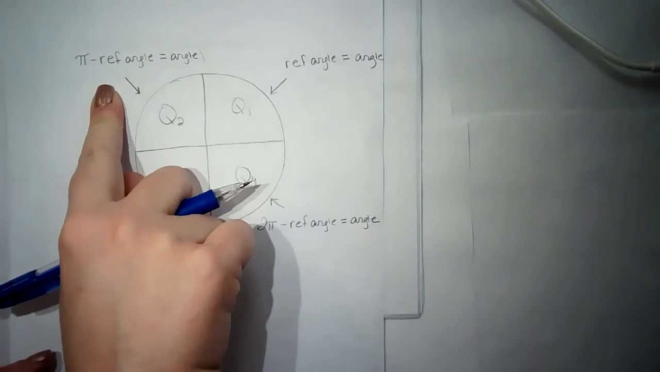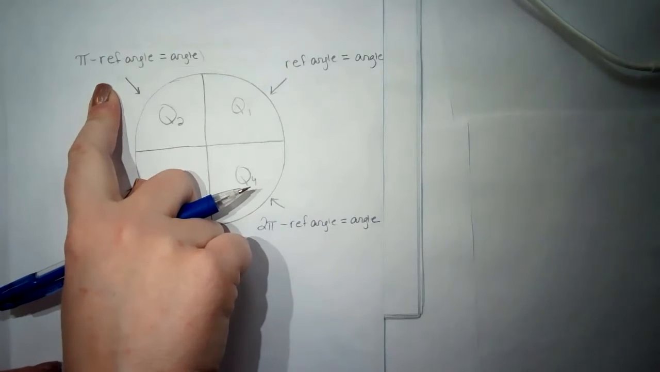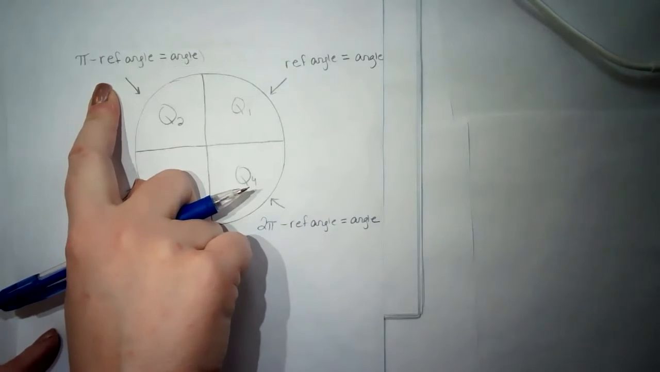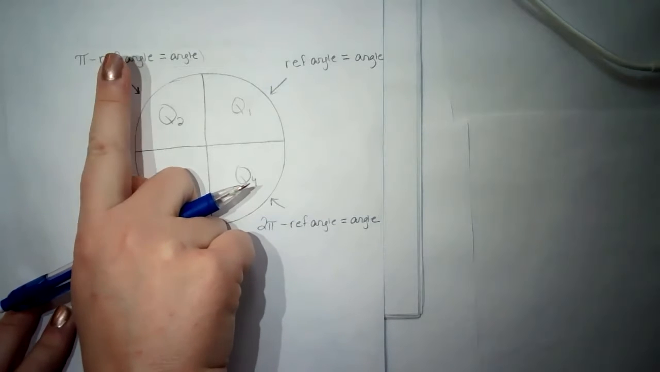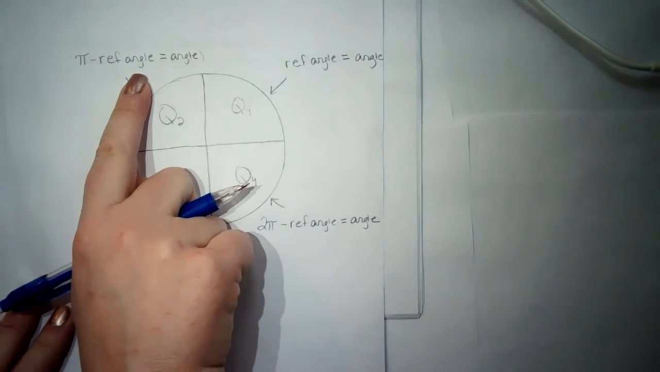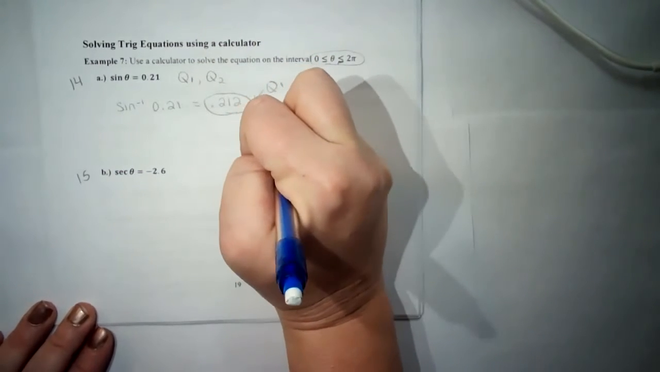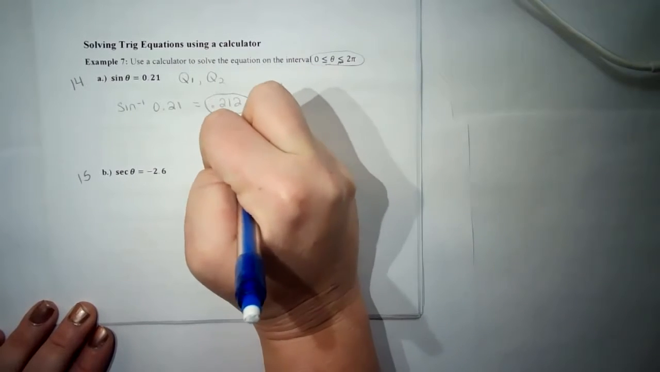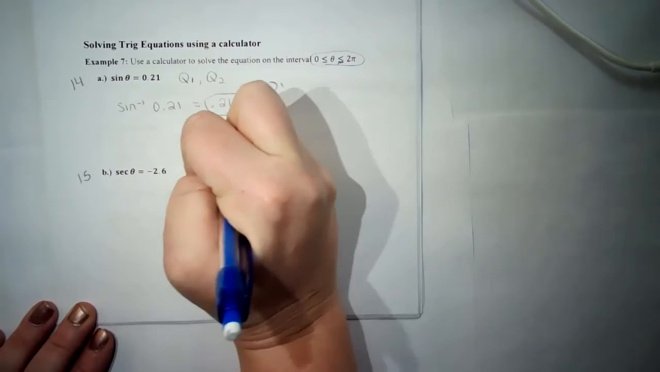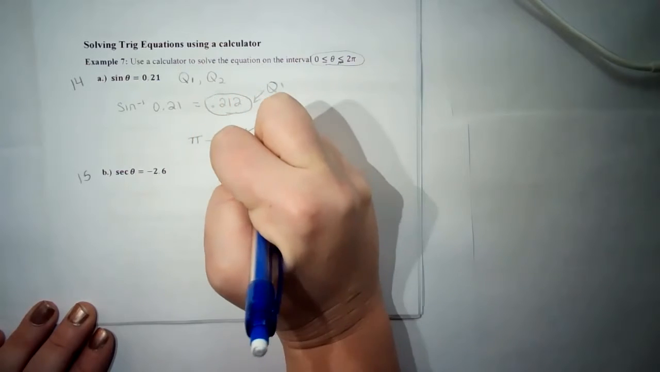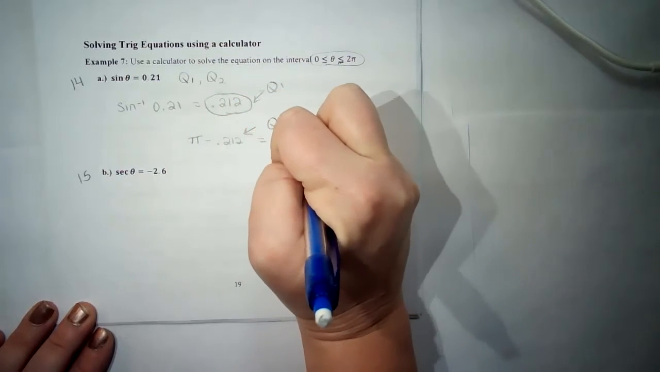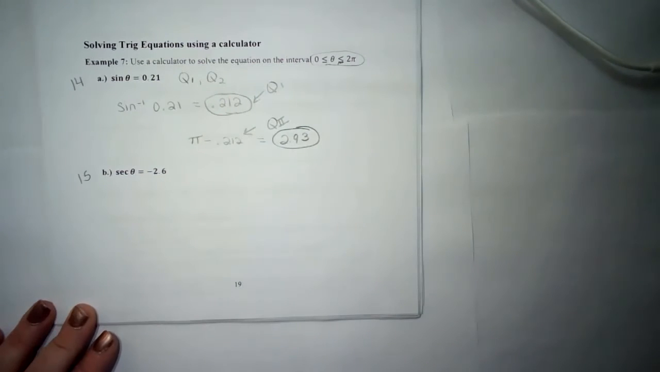Now we need the angle from quadrant 2, where sine is also positive. So how do I do that? I do pi minus the reference angle. This is the reference angle and it's also the angle from quadrant 1. So to find quadrant 2's angle, I'm going to take pi minus this, and I'm going to get 2.93. And those are my two values. That one good?